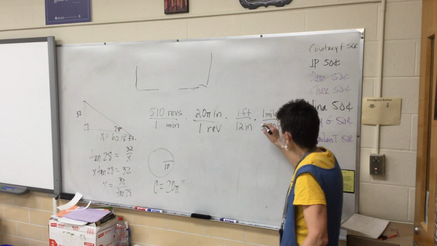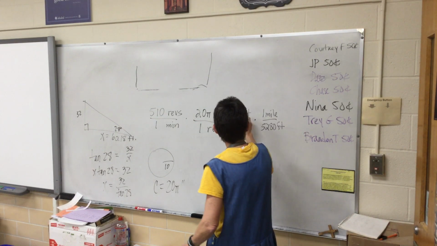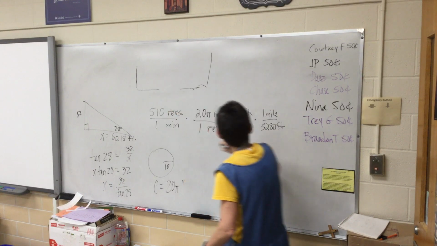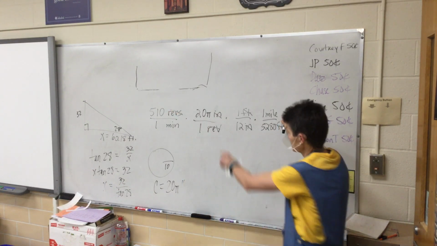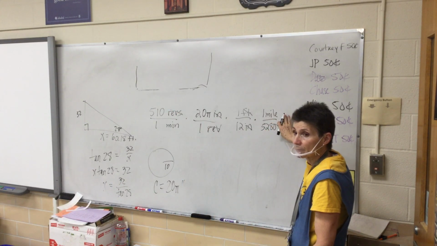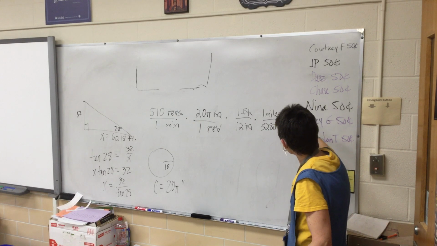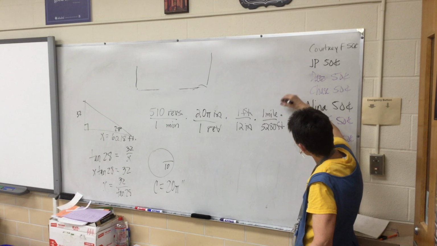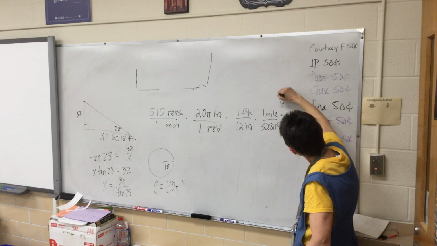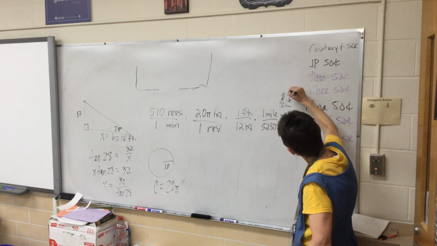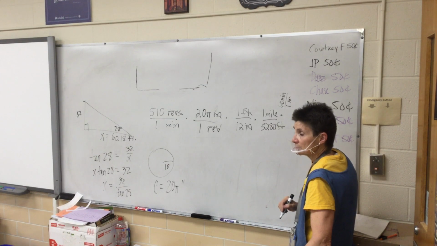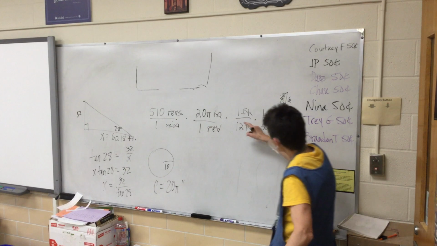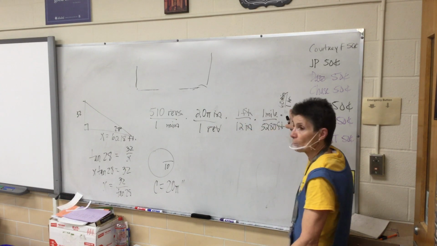So now I have miles. If you notice, feet are canceling, inches are canceling, revolutions are canceling. Now I've got miles per minute. So I need to get hours out of that. So I'll go up this way to get hours out of that. I know there are 60 minutes in 1 hour. So now my minutes will cancel, and I am left with miles per hour.